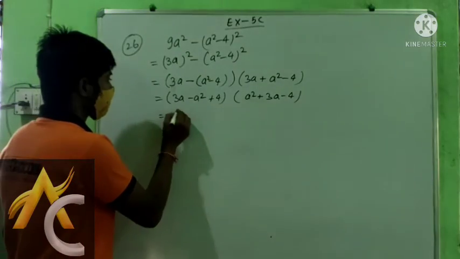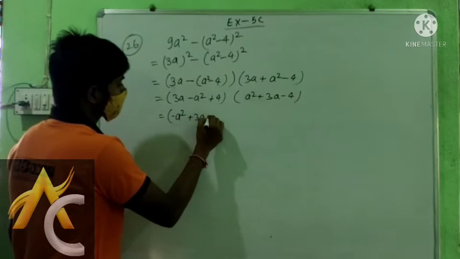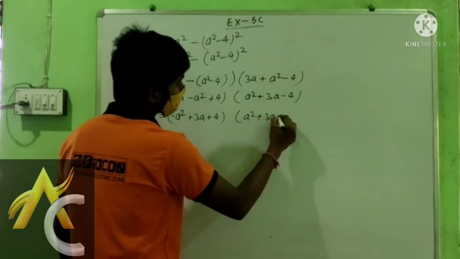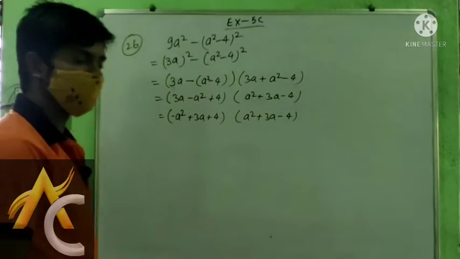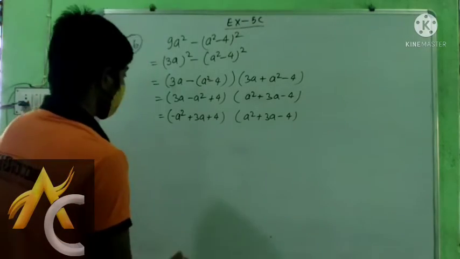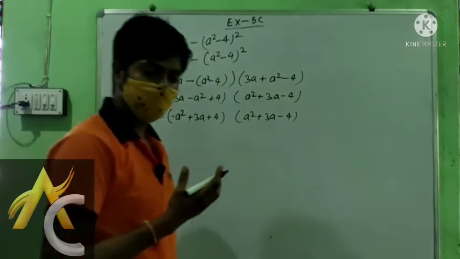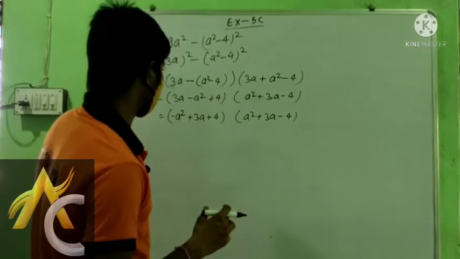Now since these are trinomials, we can write it as (minus a square plus 3a plus 4) and (a square plus 3a minus 4). Since these are in the form of trinomial, just look at how we factorize a trinomial. You are familiar with it, right? And we have already solved this kind of question.